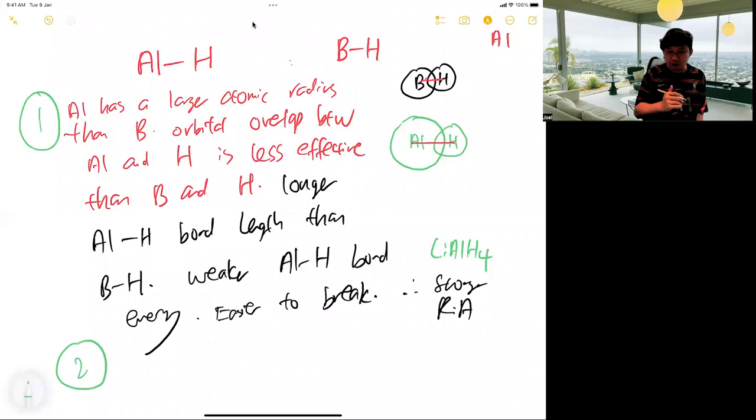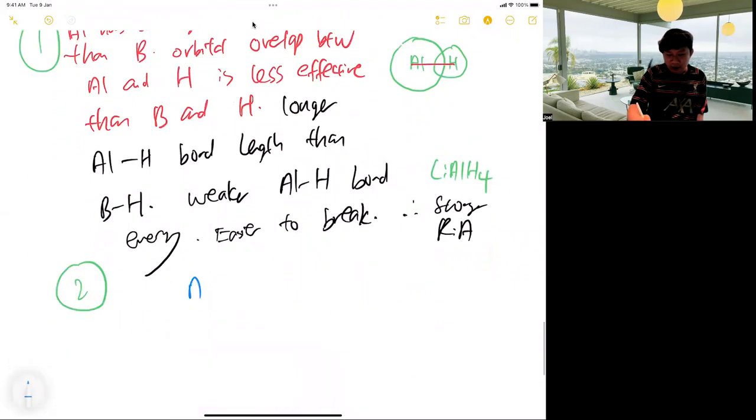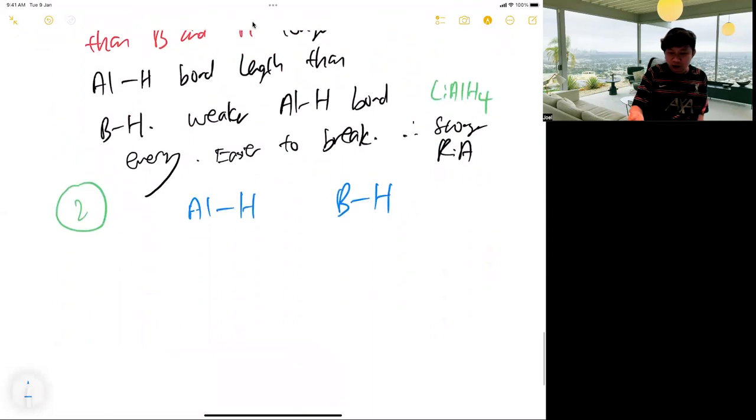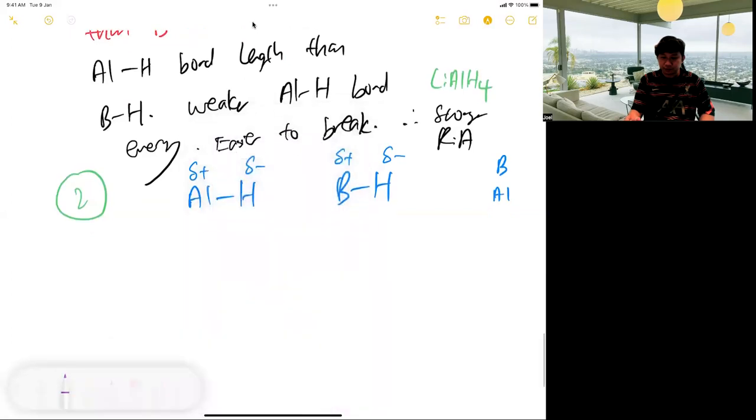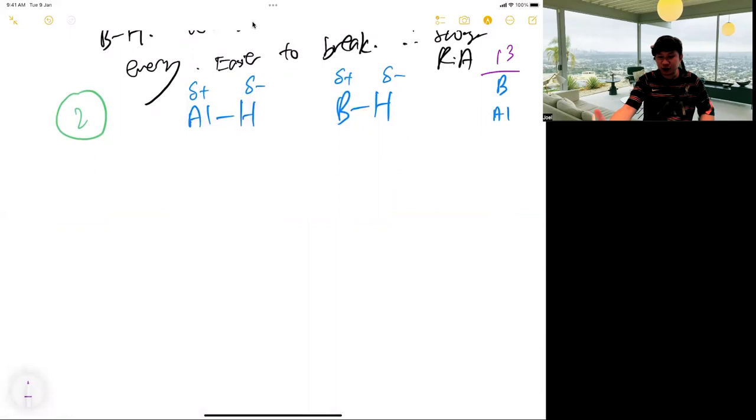So reason number 2, now Al-H and B-H. Okay, so I try to move up. You need to know that this is delta minus, this is delta minus, this is delta plus, this is delta plus. Can you tell me which bond is more polar? That means who has the greater difference in electronegativity? Al-H and B-H are both polar, but who has a greater difference, making the bond more polar and more easily broken? Periodic table again, B on top, Al below. Think slowly. Who has a greater difference in electronegativity? This is the focus, using atomic structure concepts.